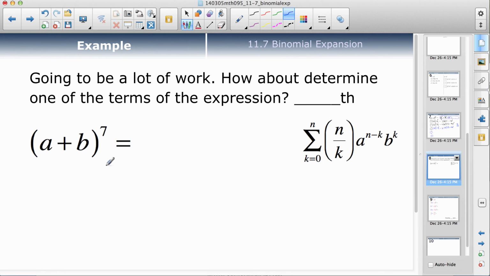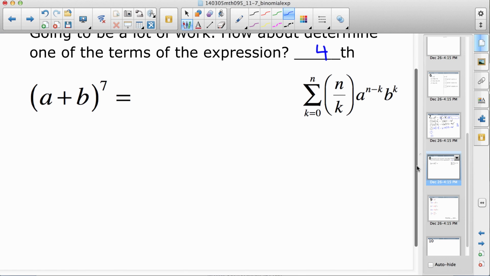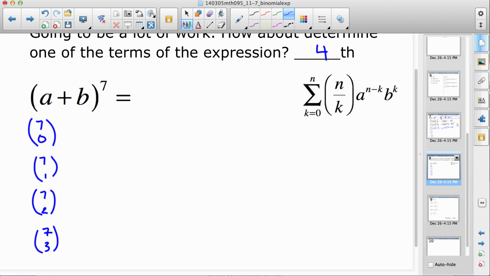So here I have a plus b all to the 7, and I want to figure out the binomial expansion. And I guess I could figure out the whole thing, but sometimes maybe they'll just ask me for one term. So how about we go with the fourth term? Okay, so to get the fourth term, I know I have to go 7 choose 0, and then 7 choose 1, 7 choose 2, 7 choose 3. So this one right here will be my fourth term. Okay, 1, 2, 3, 4. Now I just have to fill in the other stuff.